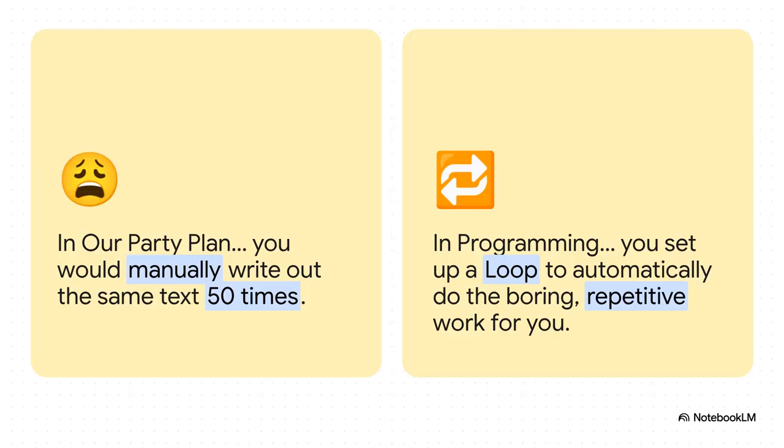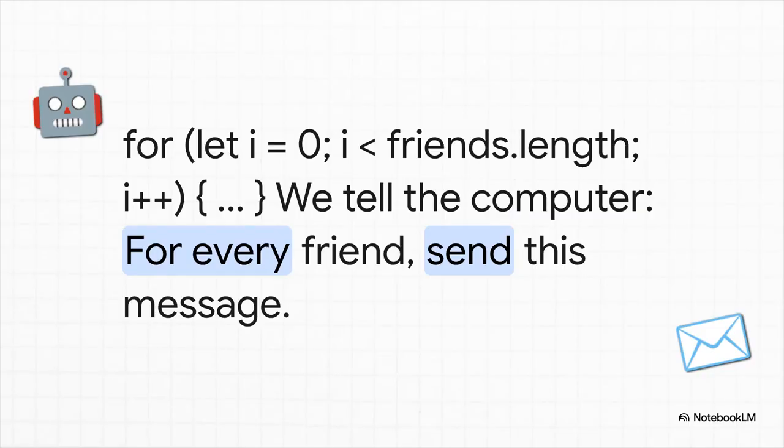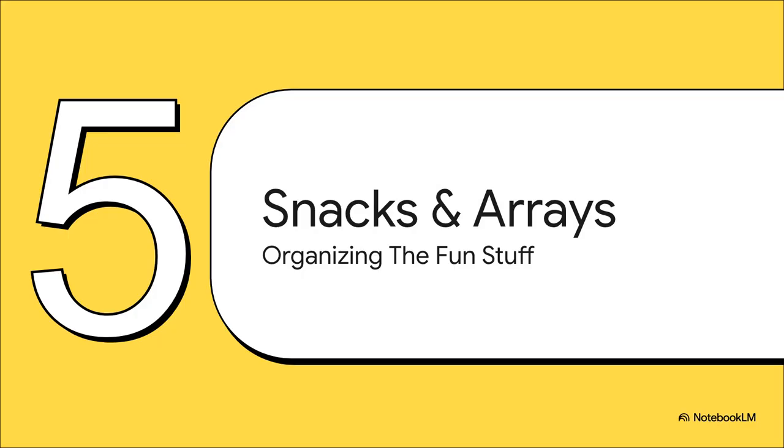Thankfully, computers are amazing at boring repetitive tasks. They love it. And in programming, we have this awesome tool called a loop that is designed specifically for this kind of thing. It's basically the hero that saves us from the nightmare of copy-pasting forever. Now, I know this might look a little complicated at first glance, but the idea behind it is so simple. We're just telling the computer, hey, for every single person on our friends list, I want you to send them this exact message. And poof, it does all the work for us perfectly every single time and saves us from going totally nuts.